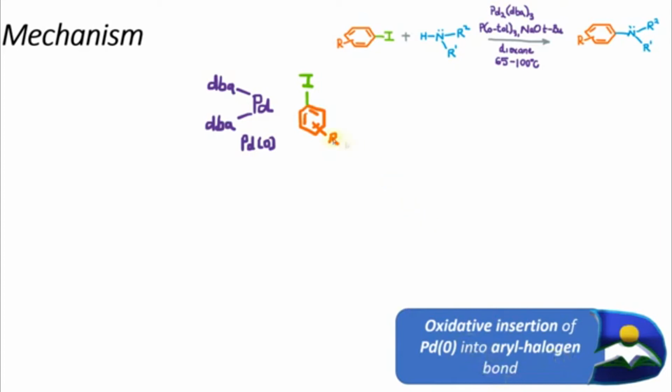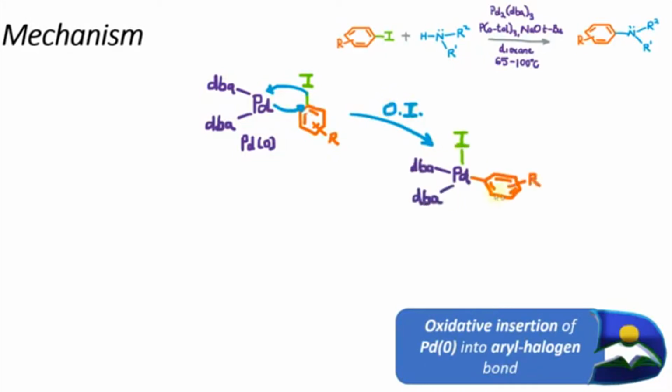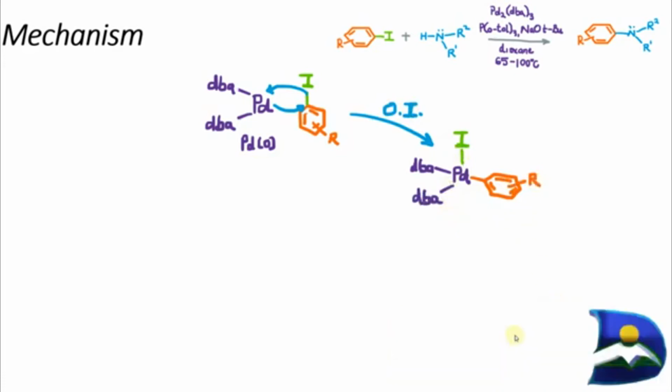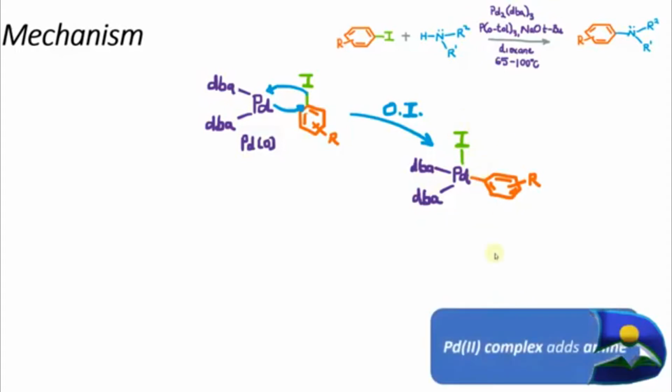Therefore, this is going to be created as a result of this particular bond forming a bond with the palladium, and therefore palladium forms a bond with the carbon. Therefore, this results in our particular oxidative insertion that creates our specific palladium 2, and therefore our next step is to focus on our palladium 2 complex that adds our amine.